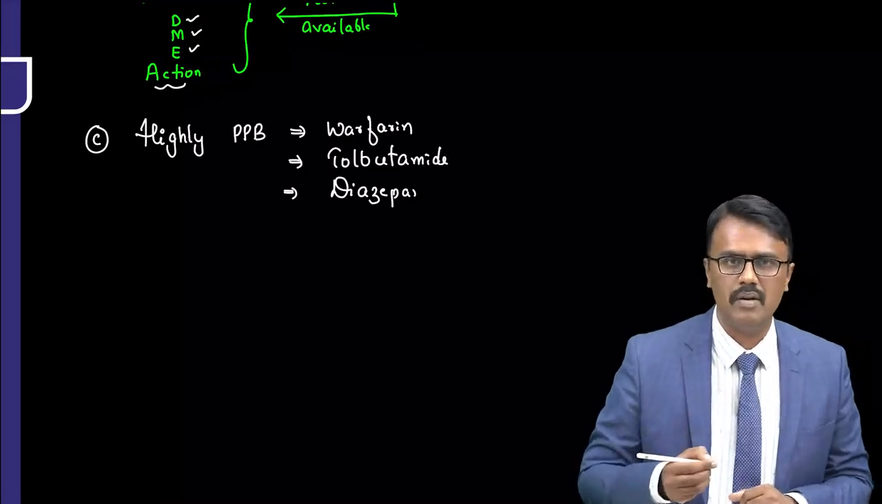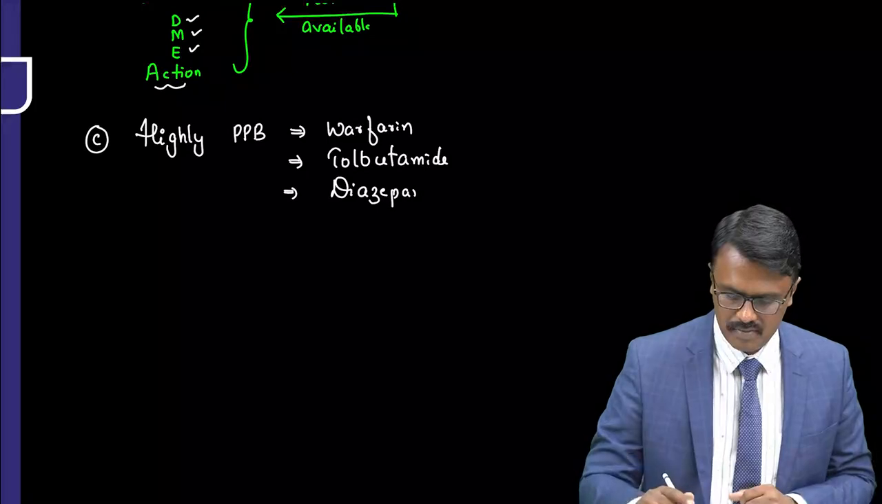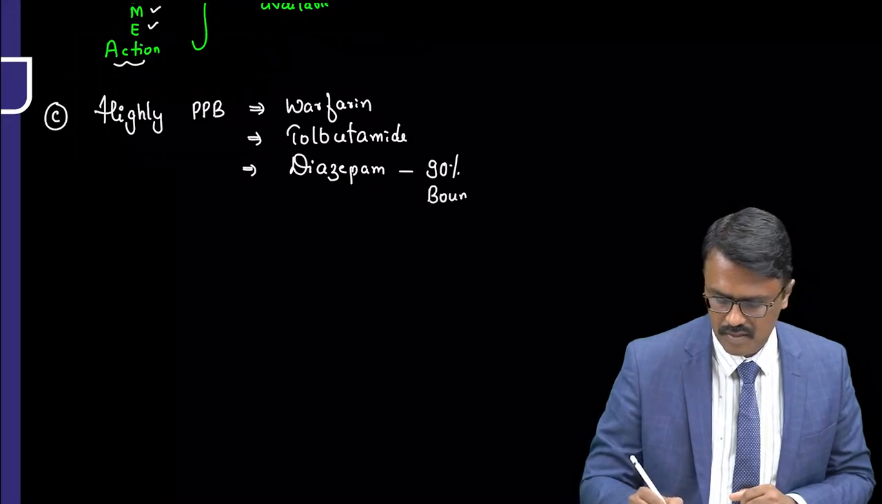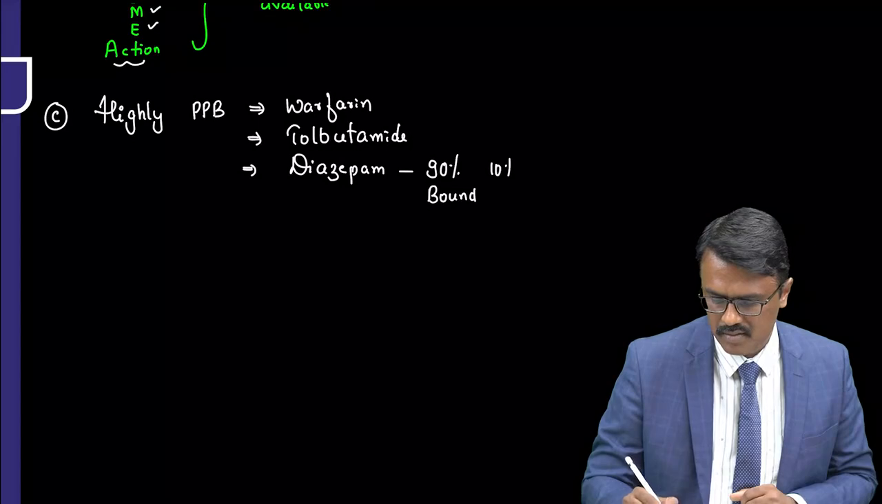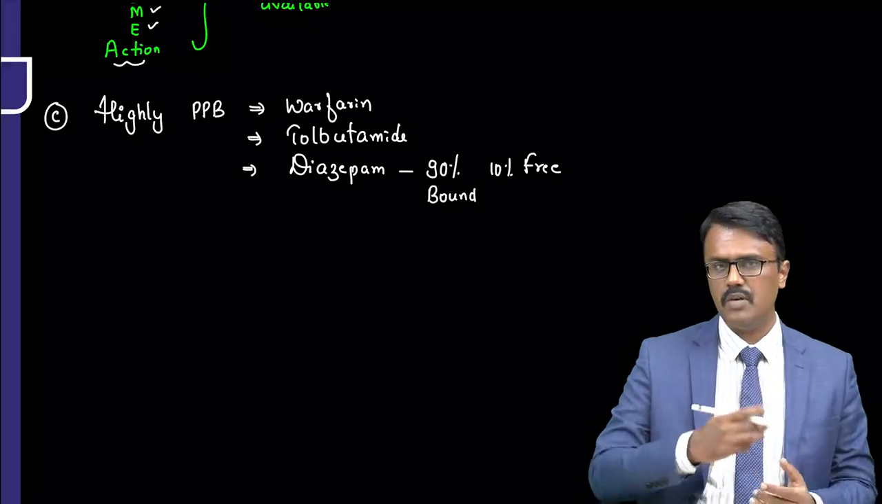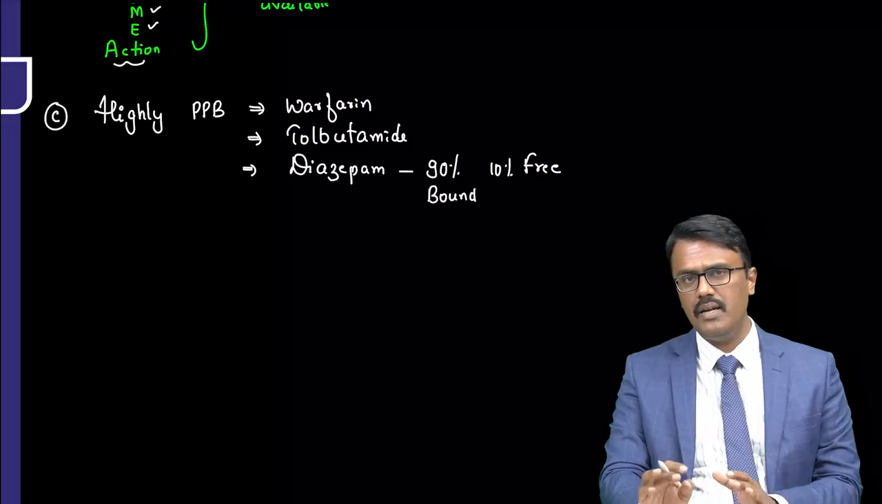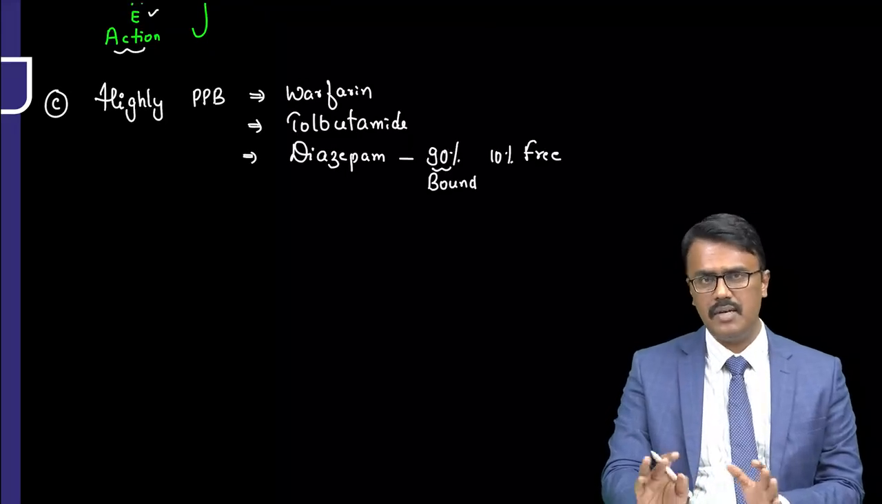Highly plasma protein bound means, suppose I take the example of diazepam, it is around 90% bound form and 10% free form. So if I give 100 drugs, 90 drugs are already bound and only 10 are free. Similar to warfarin, tolbutamide, they have the same property.